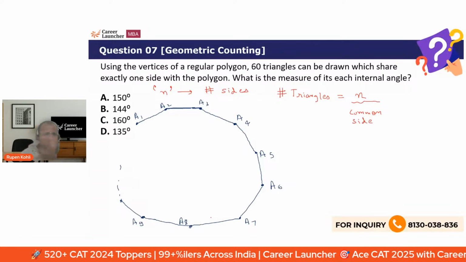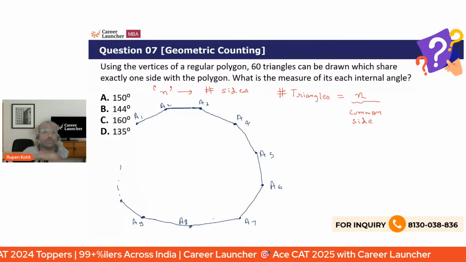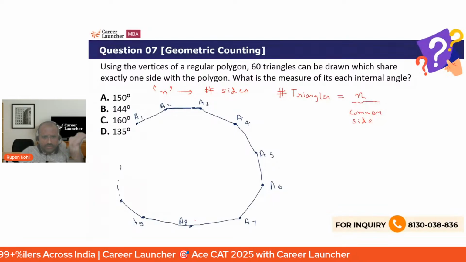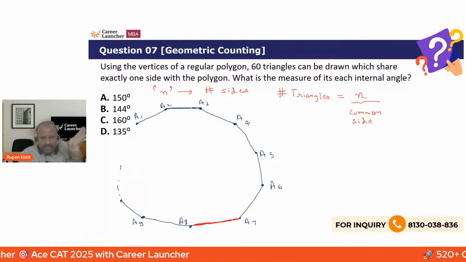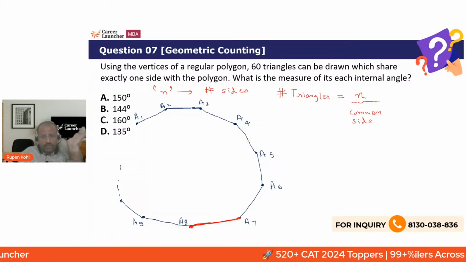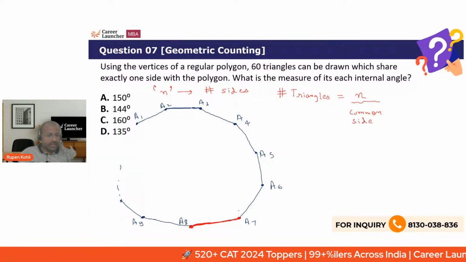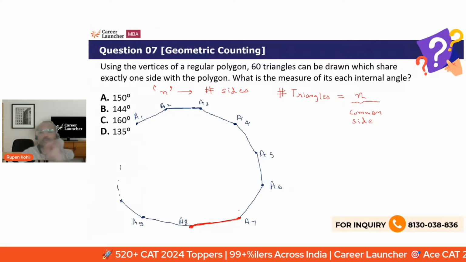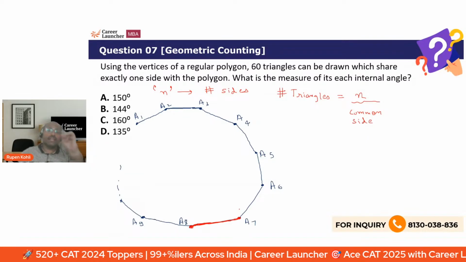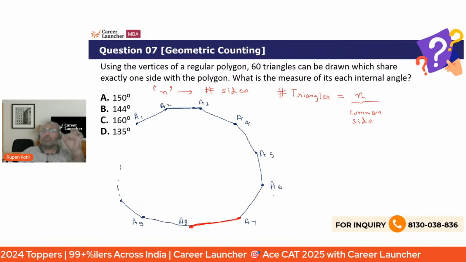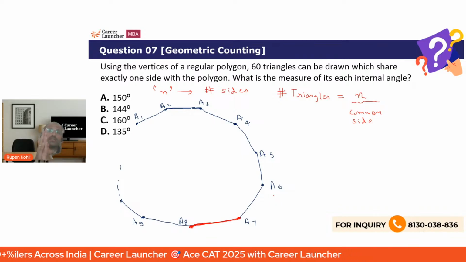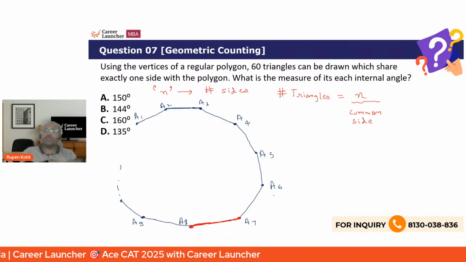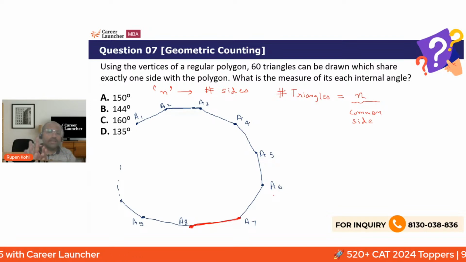Over here I have marked some points a1, a2, a3, dot dot dot. Let me highlight this side, say a7, a8. So I've taken that side as the common side. To form such a triangle, first you select the common side. That means you have selected two vertices of the triangle. Now to complete the triangle, you only need to select the third vertex, and then your triangle is done.